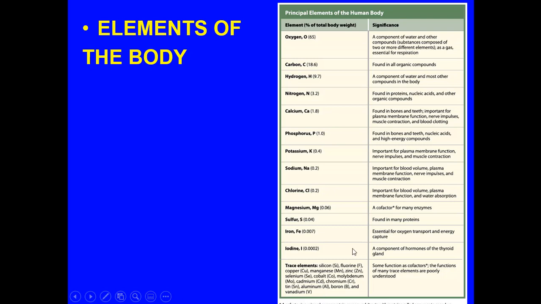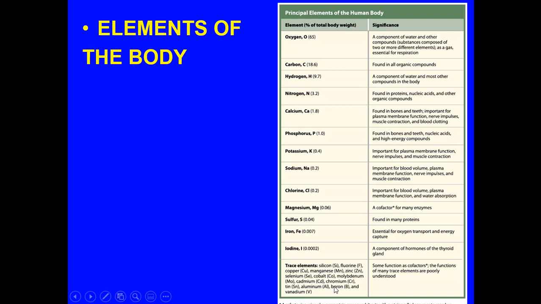Bromine's been added because they found that bromine plays a role in 1 or 2 unique enzymes. Yep, there's vanadium down there. That plays a role in the function of a couple of enzymes, which we'll talk about later on. It's a cofactor, as magnesium is a cofactor.